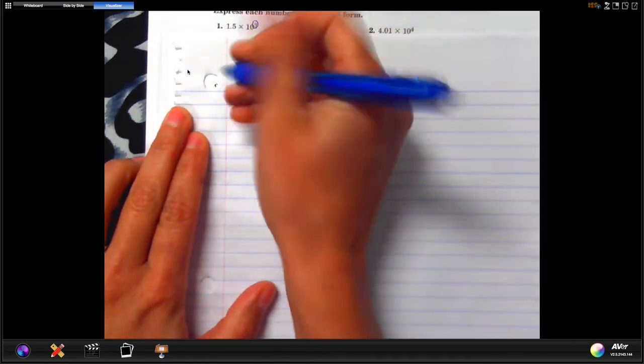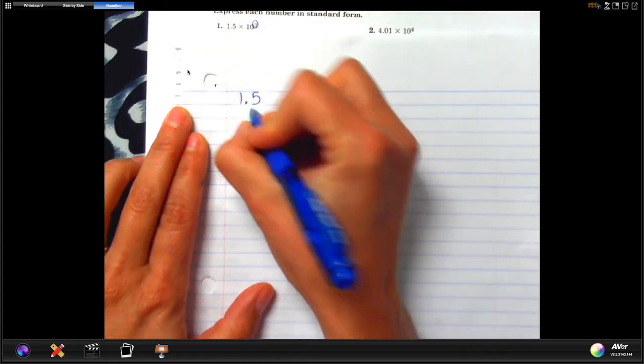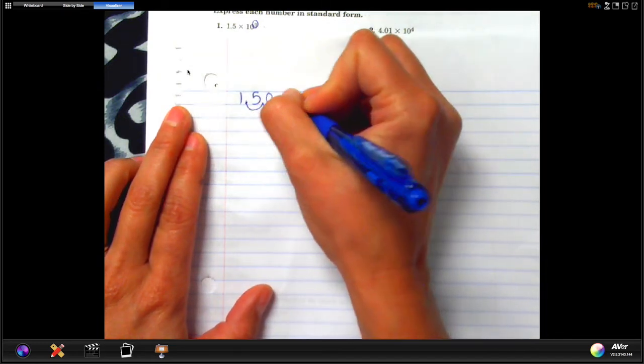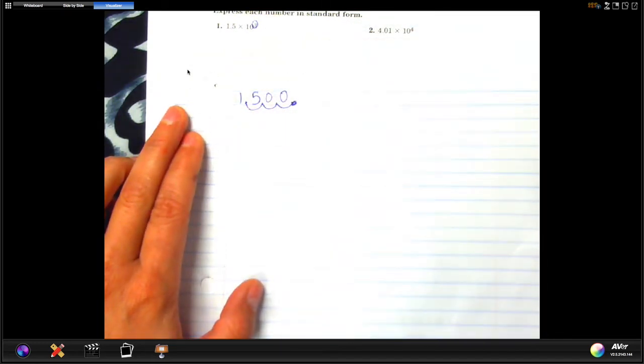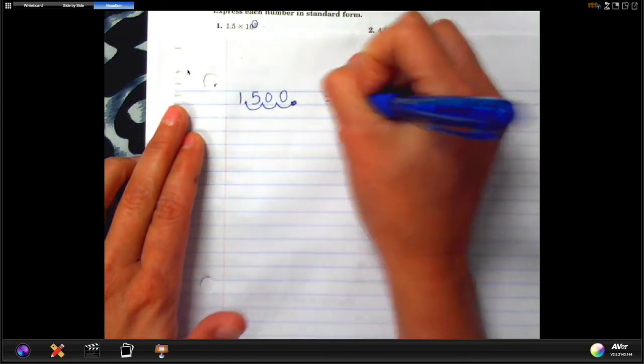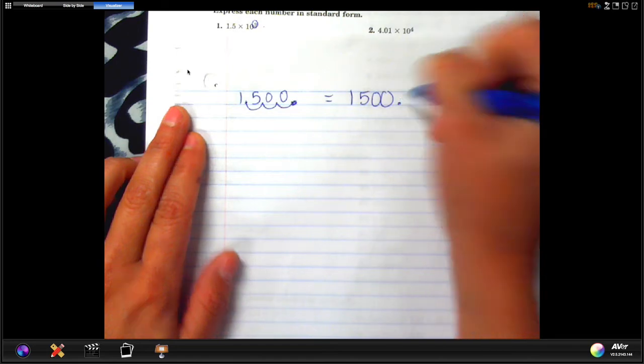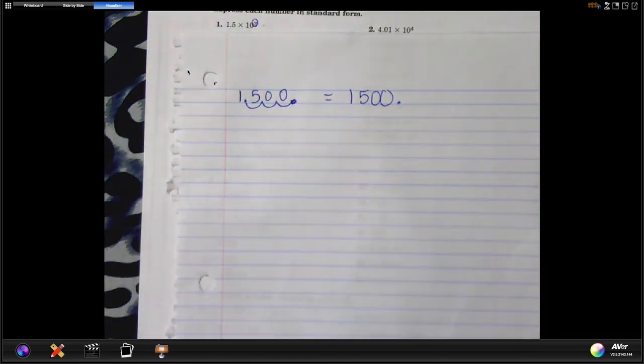So 1.5, I'll start with that. It says move it 3 spots. 1, 2, 3. If they are empty, we will fill those spots with zeros. Now I'm going to rewrite it: 1, 5, 0, 0, and my decimal is at the end. My answer is 1,500 for the first one.